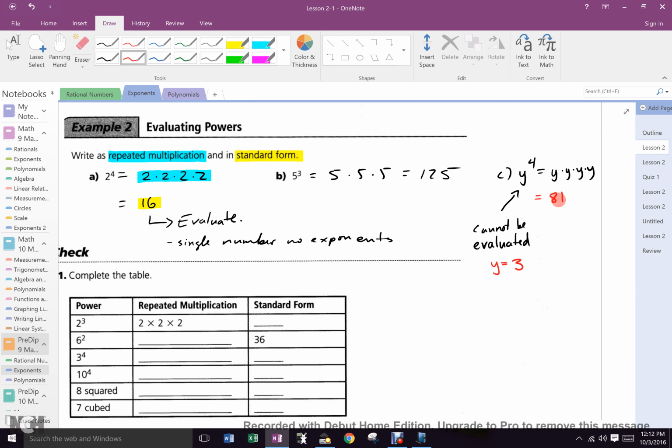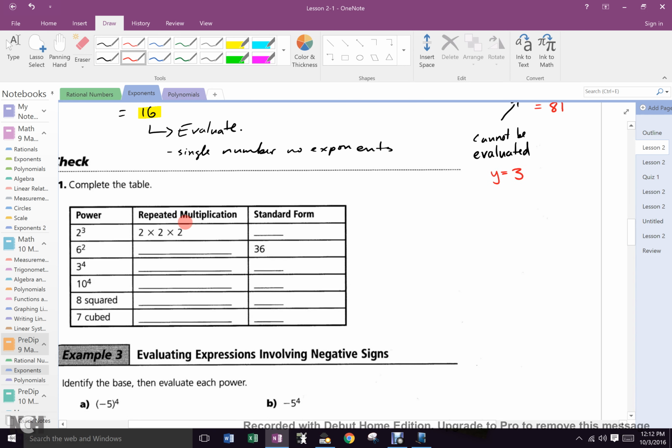Everybody with me? Okay. So that means you should take about 10 seconds to fill in this chart. Look how nice that was. I just gave you 3 cubed.